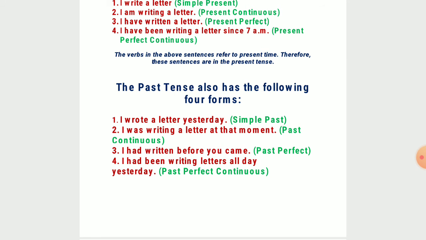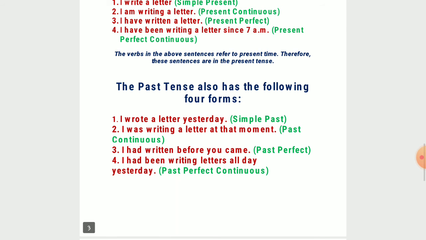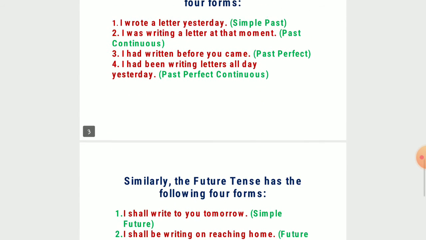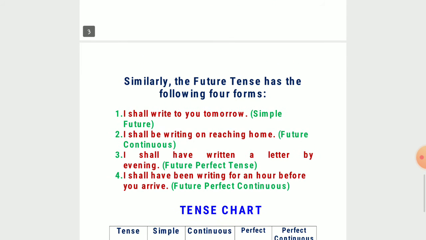And finally, I had been writing letters all day yesterday. This is an example of past perfect continuous tense. Now, similarly, the future tense also has four forms that you all know by this time. So, what are the four forms?